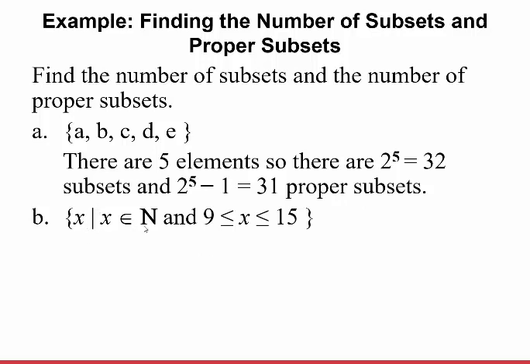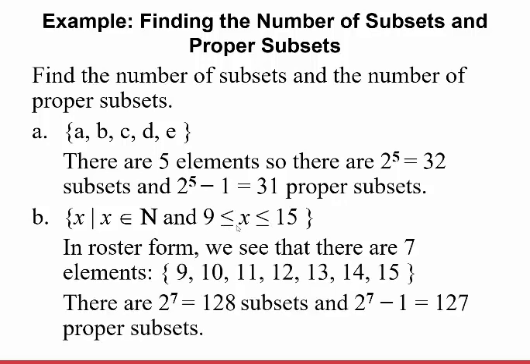Here, x such that x is a natural number and is between 9 and 15 inclusive. Okay, so in roster form, we see there are 7 elements: 9, 10, 11, 12, 13, 14, and 15. So there are 2 to the 7th, which is 128 subsets, and 2 to the 7th minus 1, so there would be 127 proper subsets. All right, that's just a quick introduction to subsets.